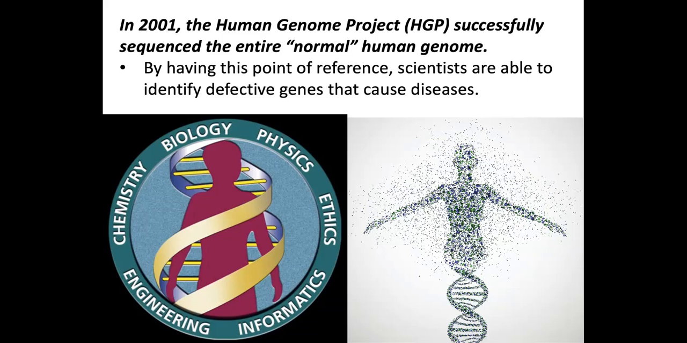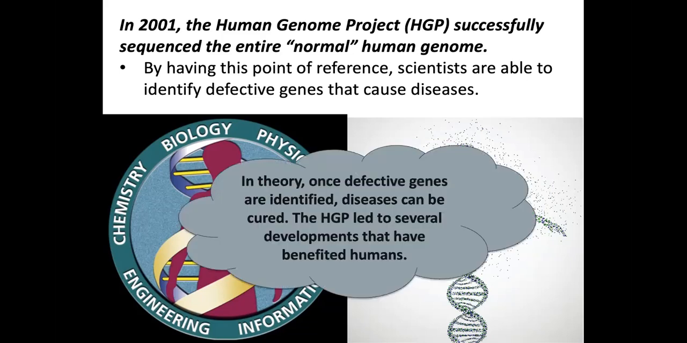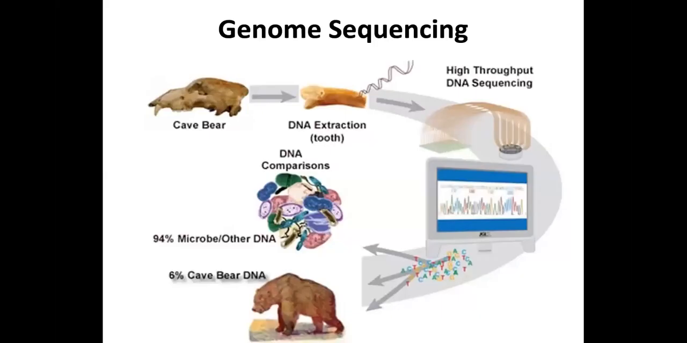So in theory, once defective genes are identified, then diseases can be cured. The HGP led to several developments that have benefited humans. Now we're going to go through some genome sequencing. If we look up here, this just shows us how this is possible.